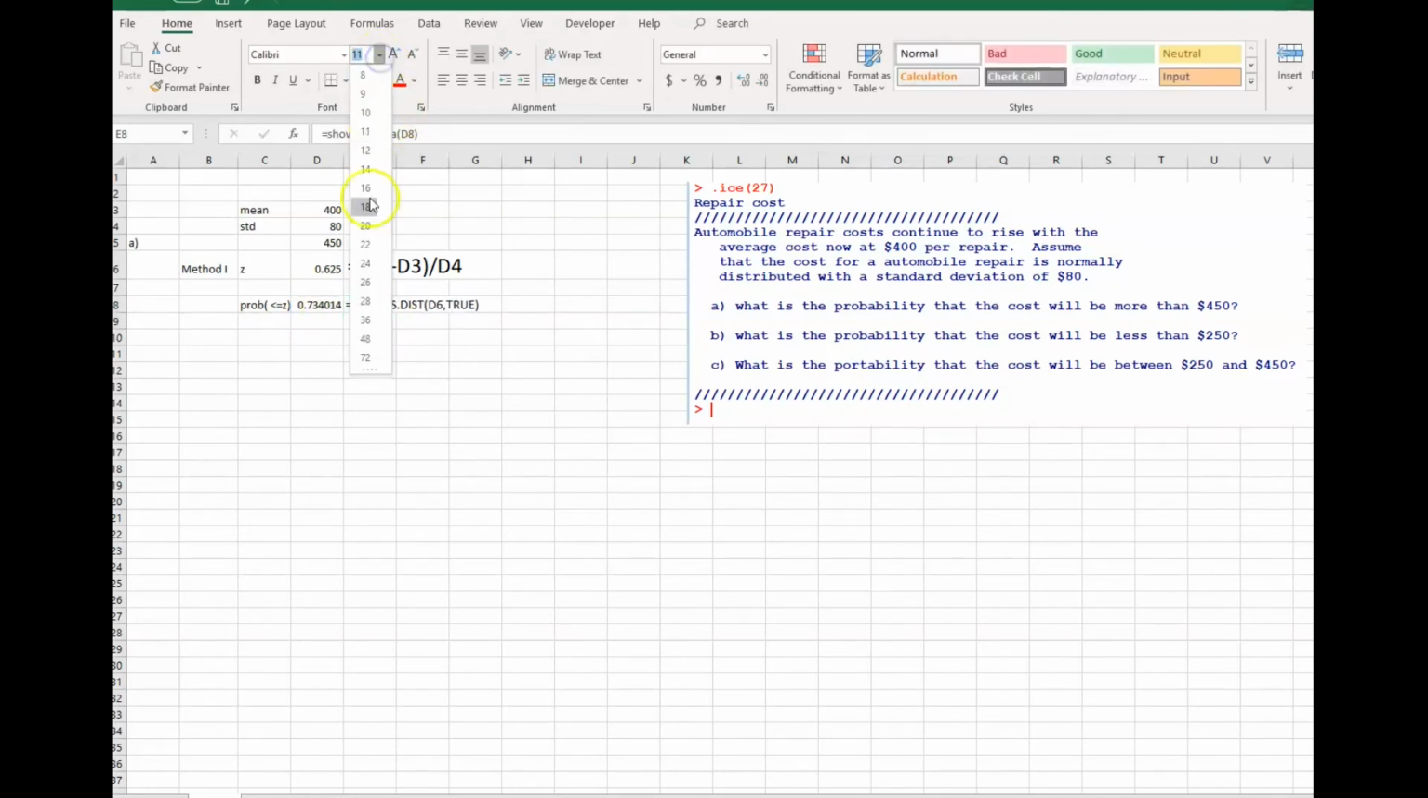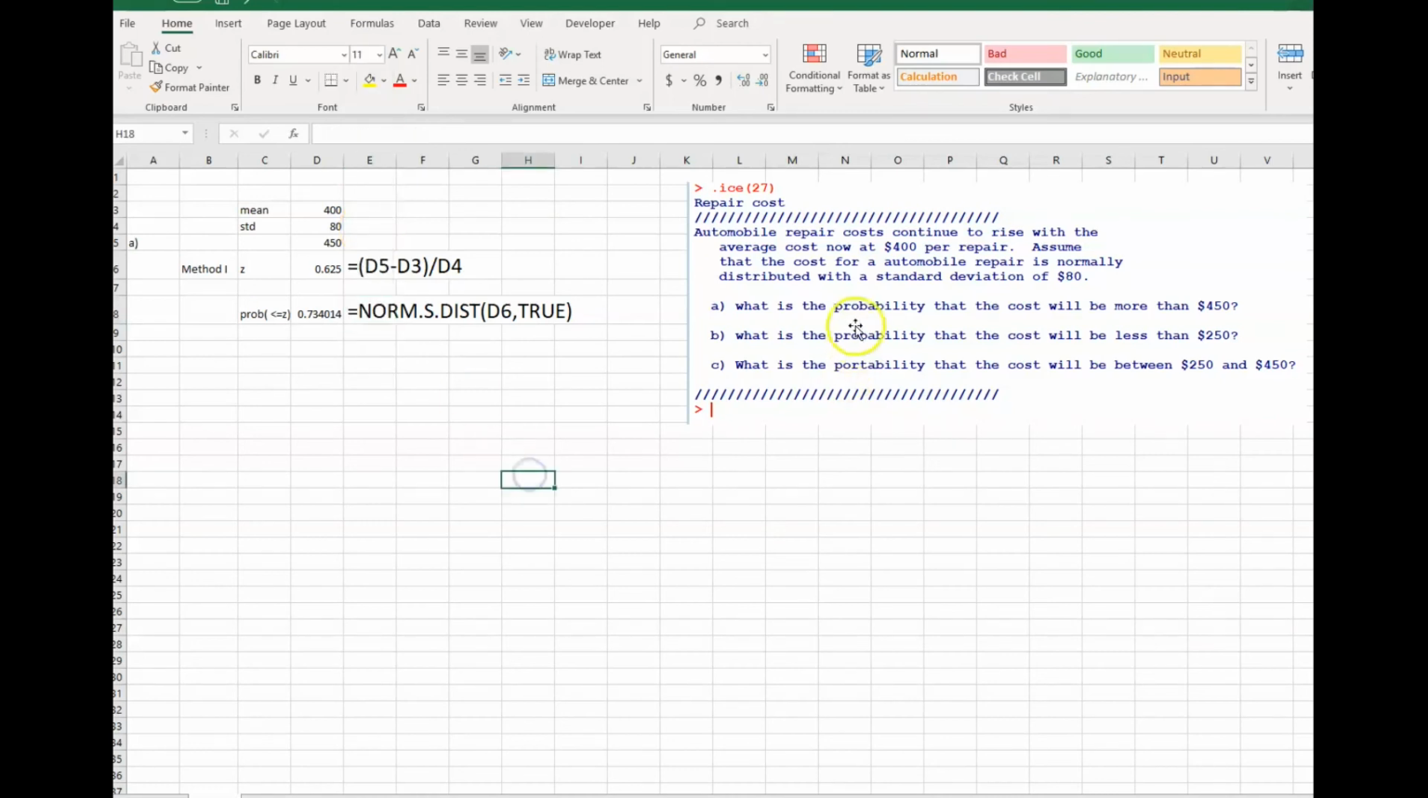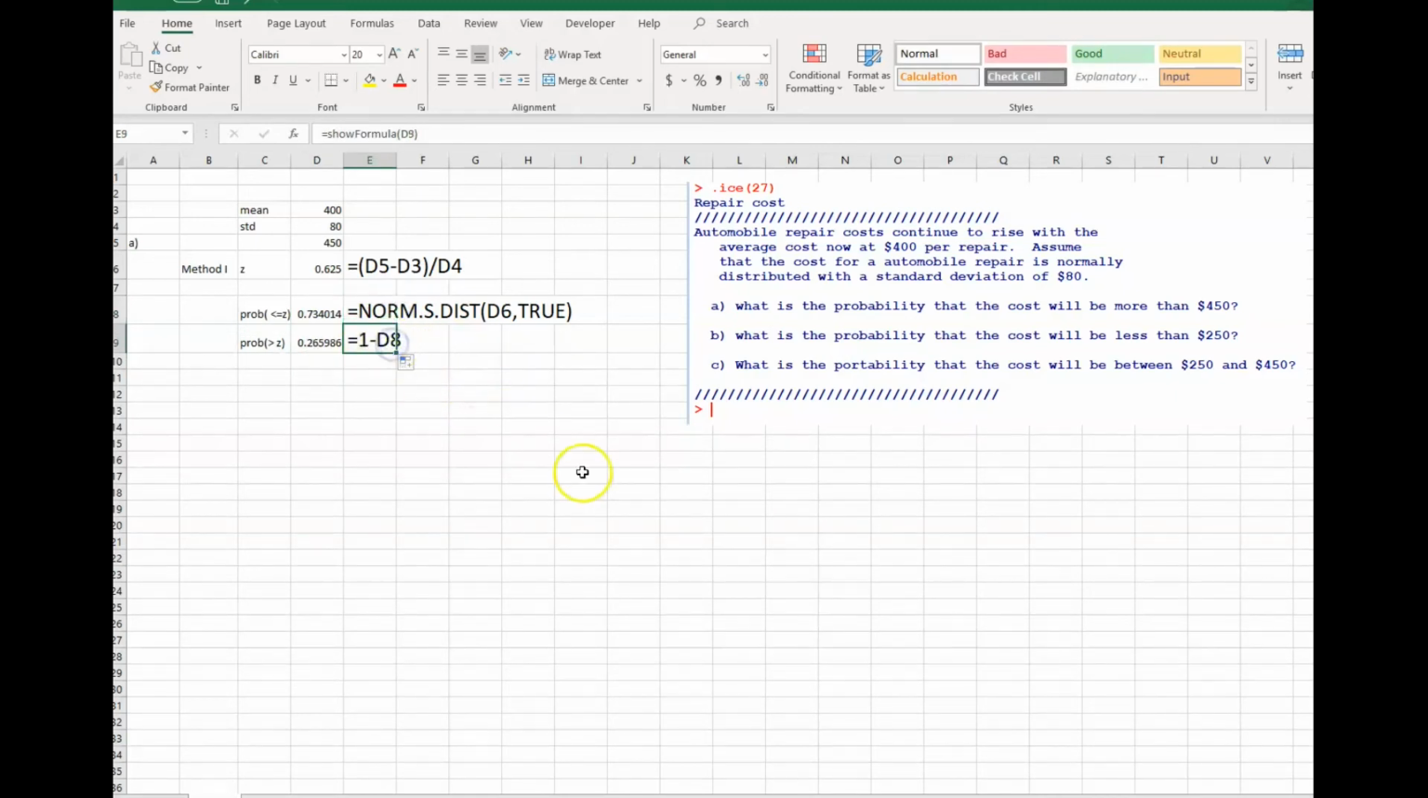Again, this is not the direct answer to question A. A asks what's the probability the cost is greater than this number, but I calculated the probability less than this value. So the probability greater than z is the complement of this one, 1 minus this value. So after we got this value, we take the complement. This is what I call method 1. How about method 2?